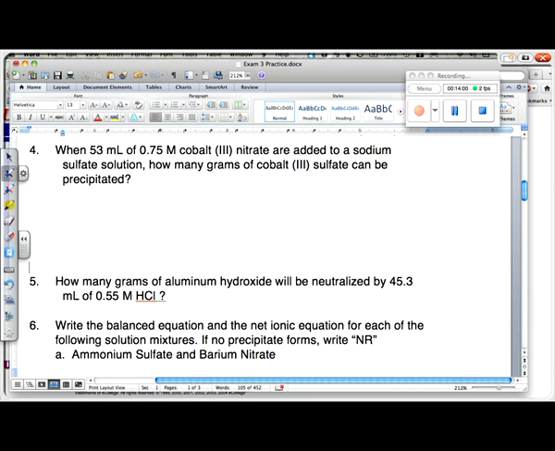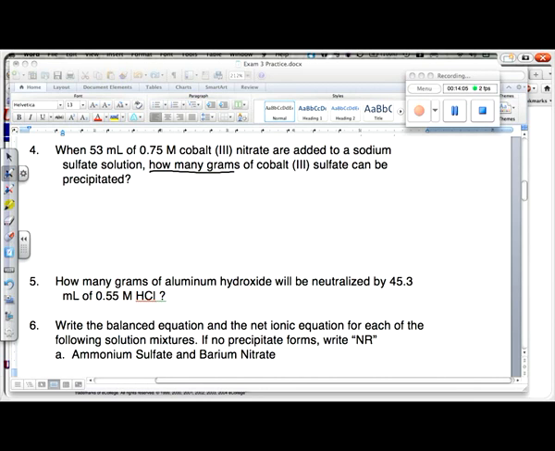Alrighty, looks very similar, except we're going for grams this time. Alrighty, so cobalt 3 nitrate, cobalt with a +3, that's what this Roman numeral means. Nitrate, NO3, focus on the charge. I need 3 of those negative ones to cancel out the +3. Plus sodium sulfate, Na +1, sulfate -2, so I need 2 of those. Double replacement, cobalt goes with the sulfate. Charges don't change in double replacement.